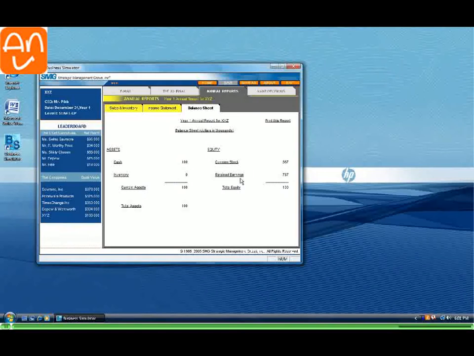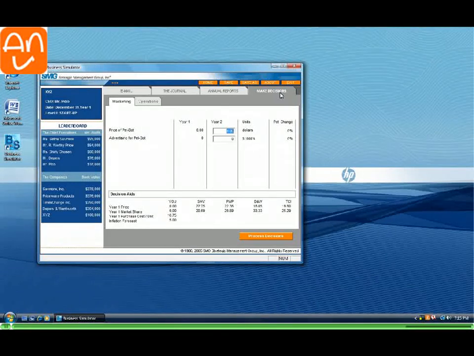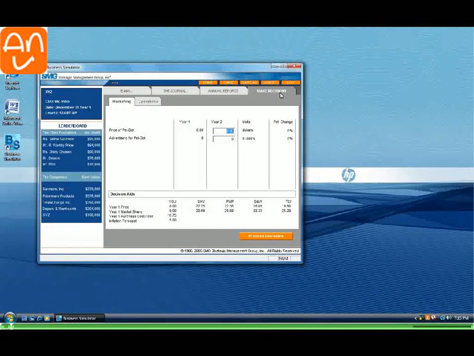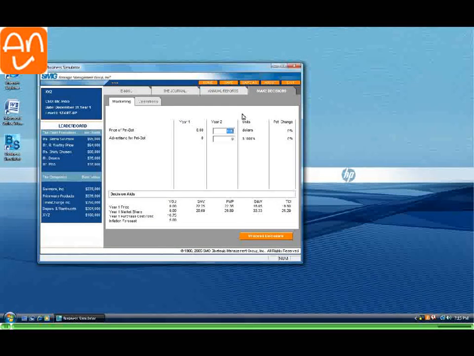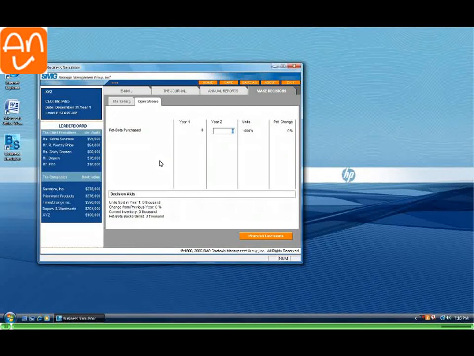If you look under the Make Decisions tab, you will see that you now have a window to your competitors' pricing on the PetPot products for the previous year and how much of the market they acquired. Once you've considered your next year's strategy and are ready to make your marketing decisions, type in your price for the pet box and the amount you're going to spend for your advertising, and then click on the Operations tab. Now type in the units of pet pots you plan to purchase. At the bottom, don't forget that there are decision aids to help you.